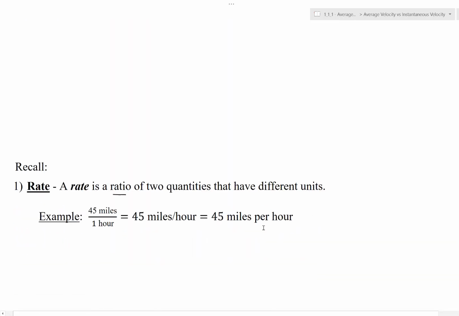First of all, I just want to quickly refresh some ideas. A rate, what is a rate? It is a ratio of two quantities which have two different units. For example, 45 miles per hour is an example of a rate, as it is a ratio of 45 miles per 1 hour. Different units, ratio, we get a rate, 45 miles per hour.